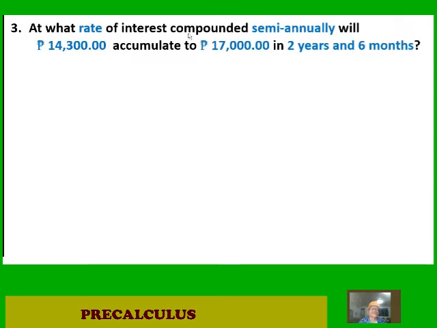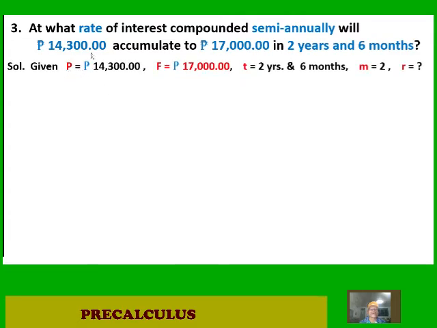Next, at what rate of interest compounded semi-annually will 14,300 pesos accumulate to 17,000 pesos in 2 years and 6 months? So this is the present value and this is the future value. Okay. So present value 14,300, future value, maturity value, 17,000, 2 years and 6 months. Convert the 6 months into years. Compounded semi-annually, so M equals 2. It is asking for the rate, so R is unknown.